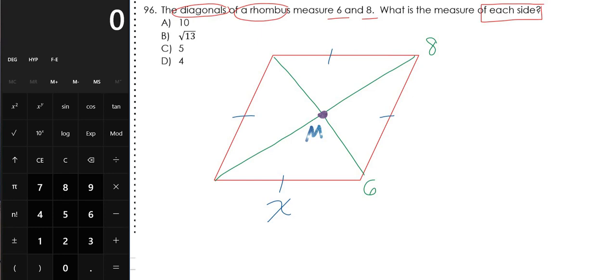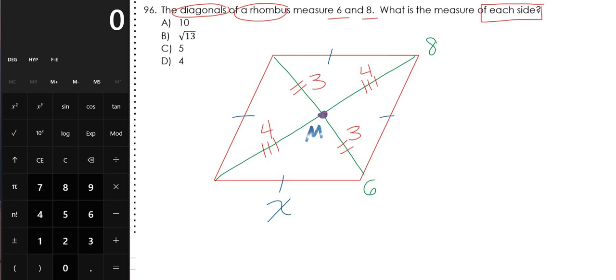So for the diagonal that was 6, since it's going to be crossed at its midpoint, it's going to be equal on both sides of the midpoint, and the length is going to be 3. For the diagonal that's 8, since the diagonals cross at the midpoint, again, the diagonal is going to be cut into 2 equal parts, 4 and 4.